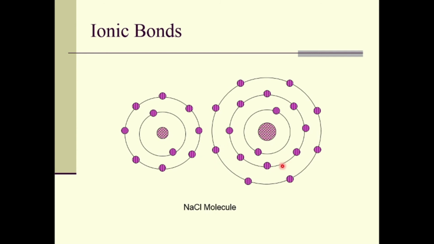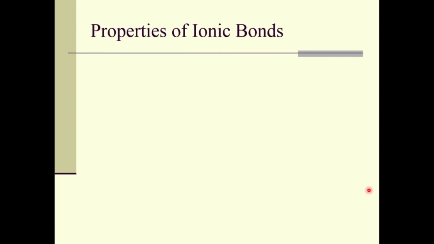So when the NaCl molecule is formed, in this case this is the sodium plus ion and this is the chlorine minus ion, they come closer and the NaCl molecule is formed between them. So this is an example of the sodium chloride molecule, right? Now let us study the properties of ionic bonds.